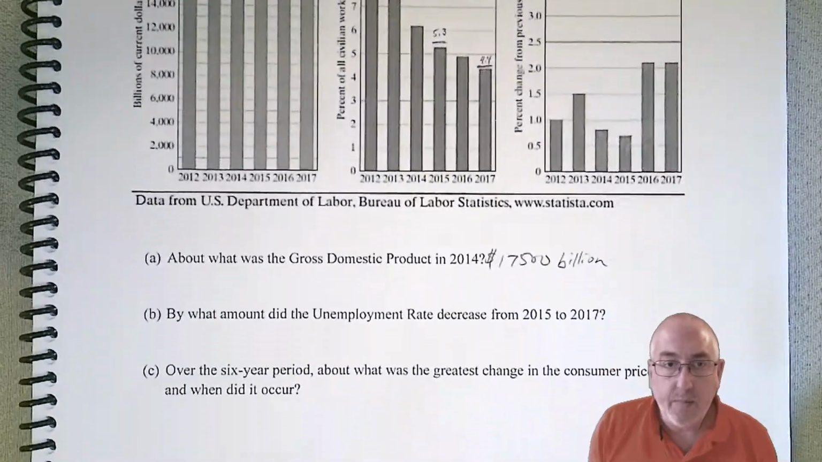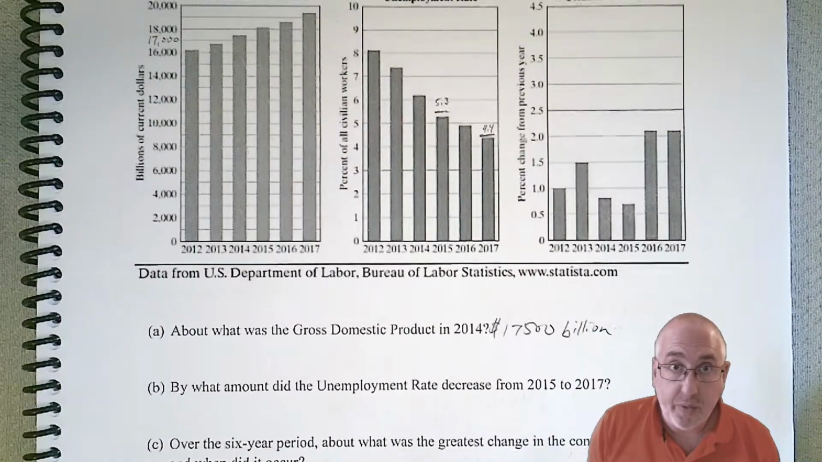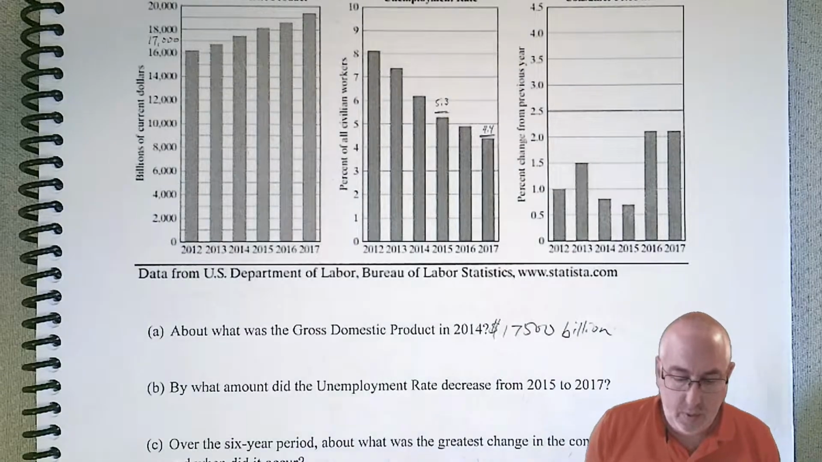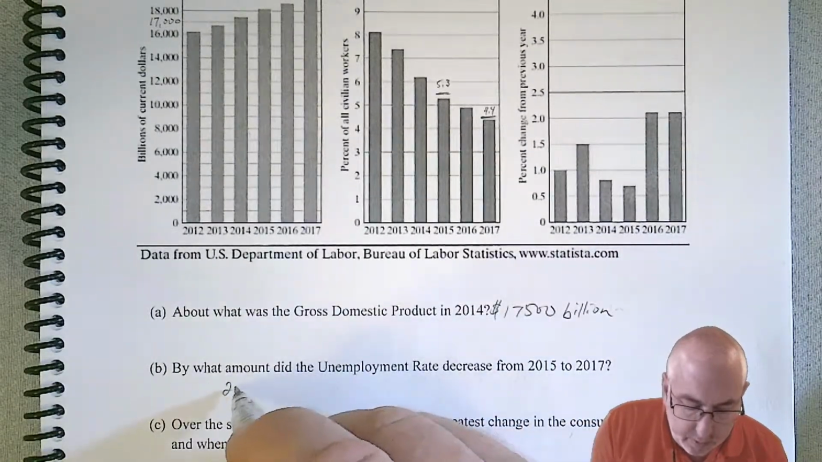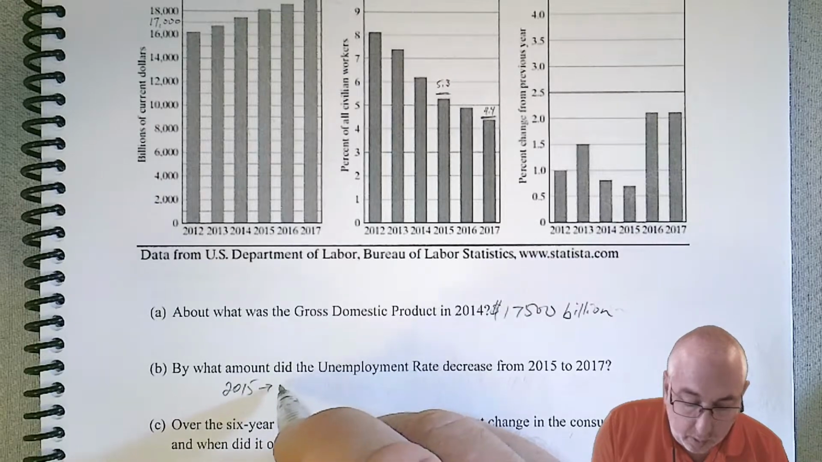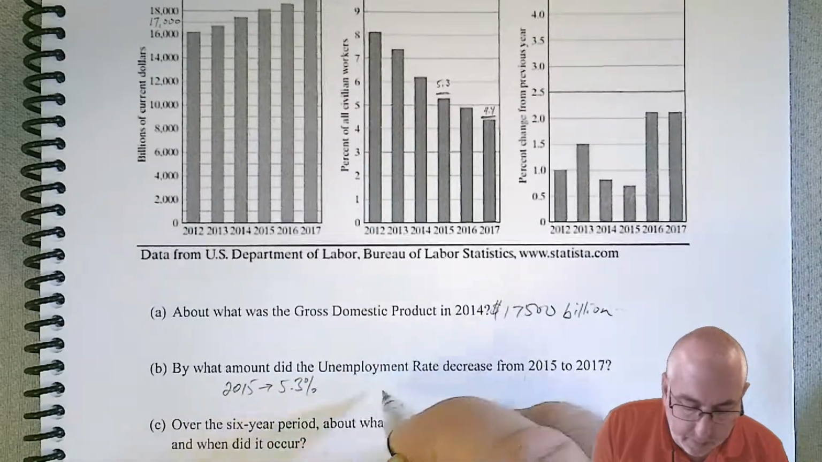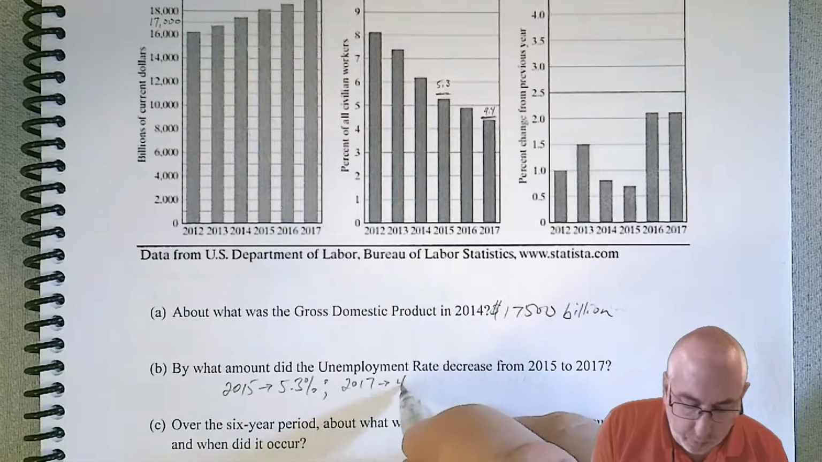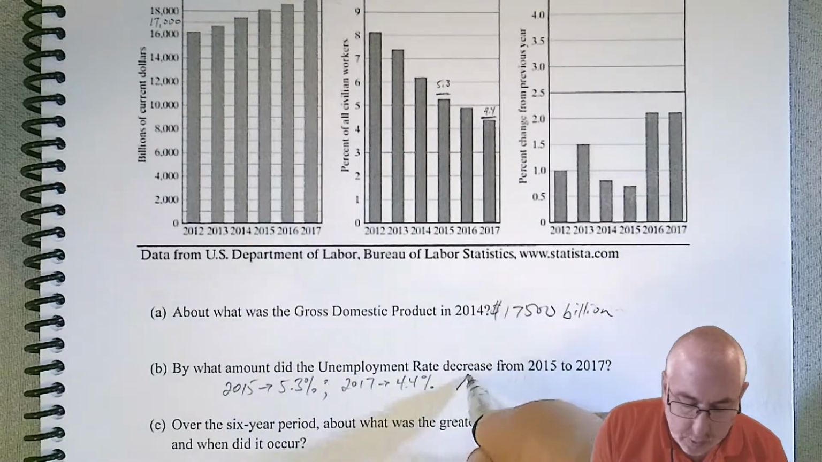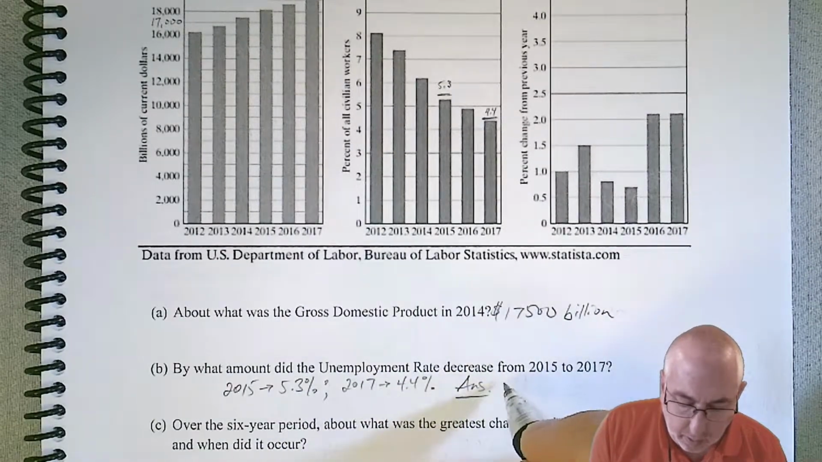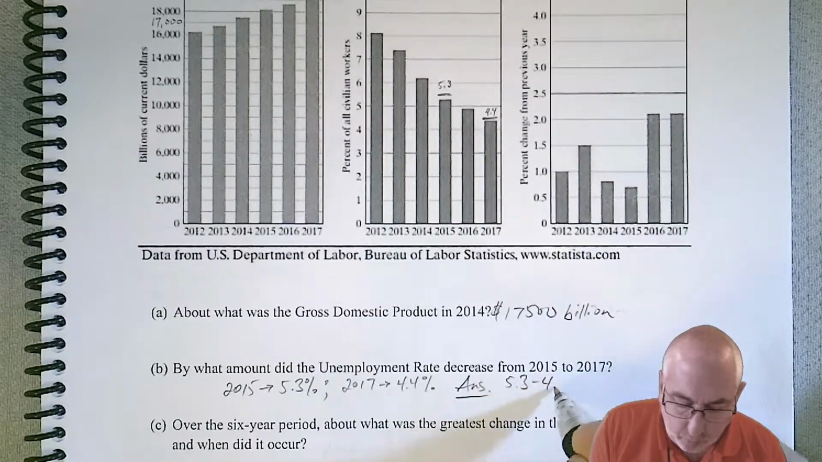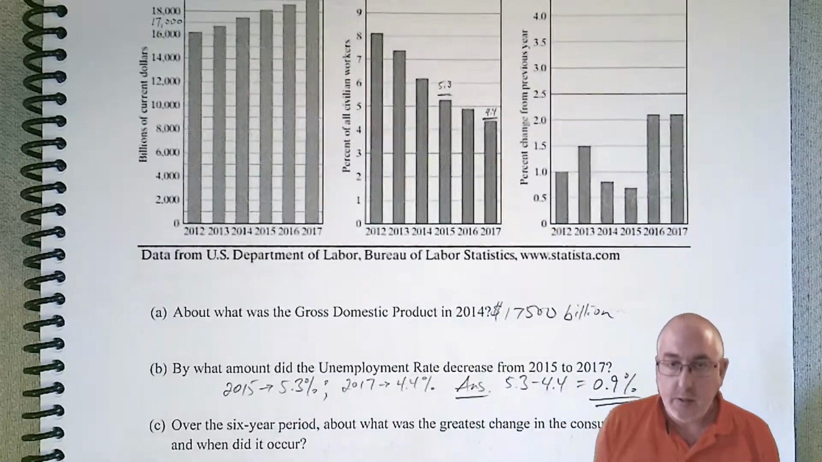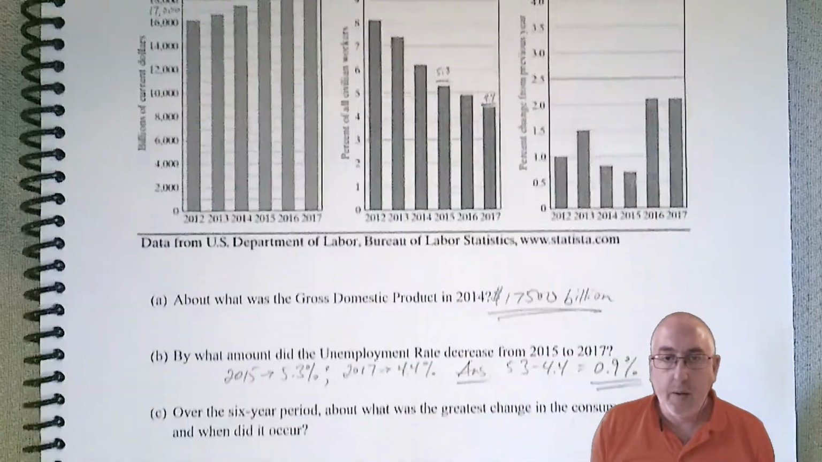And so now, again, just to make sure we know what the units are, make sure you read the side. So percent of all civilian workers. All right. So 2015 was 5.3%, and 2017 we said was 4.4%. So our answer would be 5.3 minus 4.4, which is 0.9%.